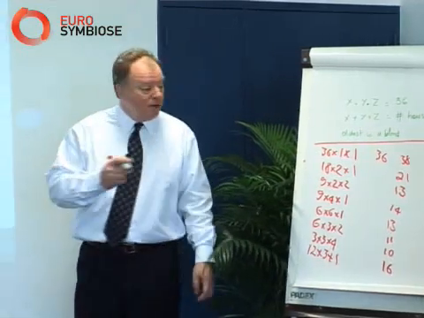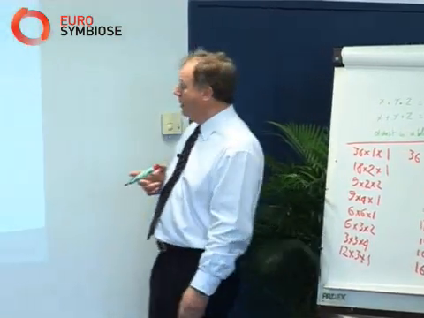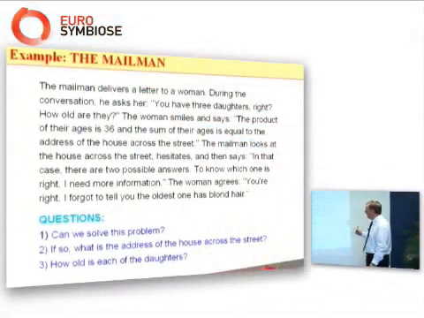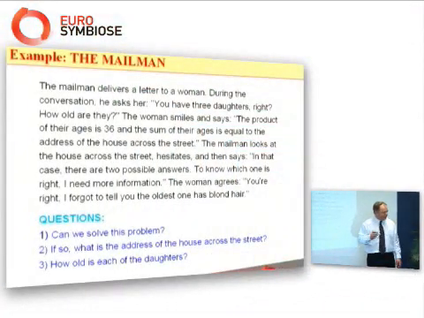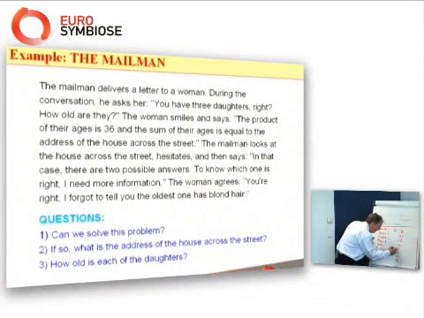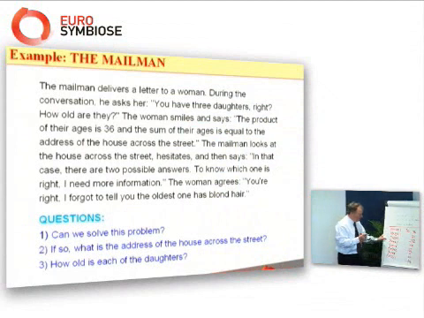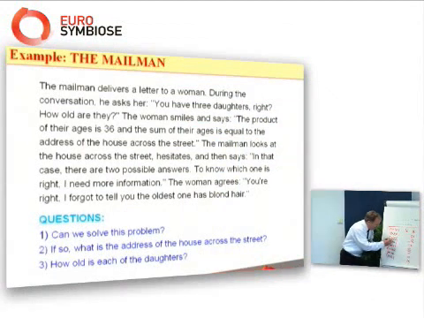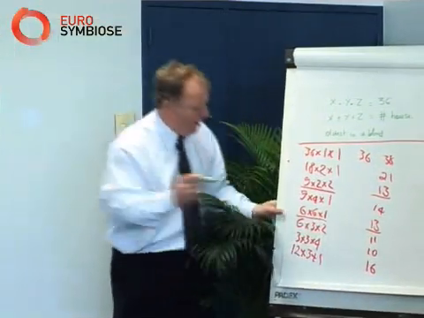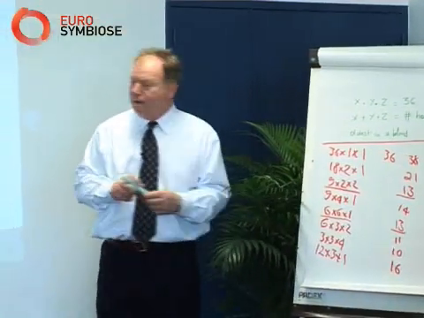You're very good. Now, what else do we know? The mailman looked at the house across the street and says, there are 2 possible answers. Look, 13 and 13. Okay. So that means the age of the girls is either that or that. What other information do we know?